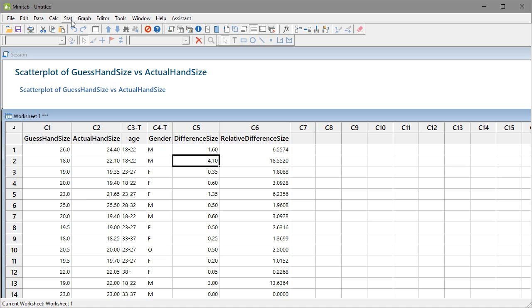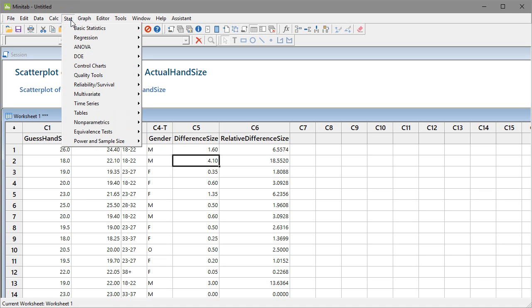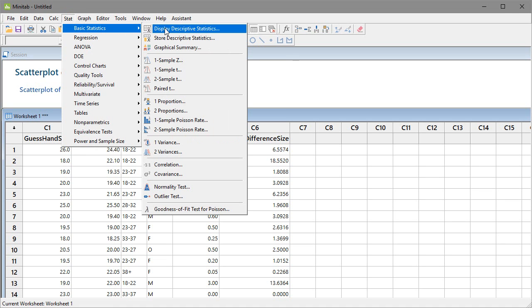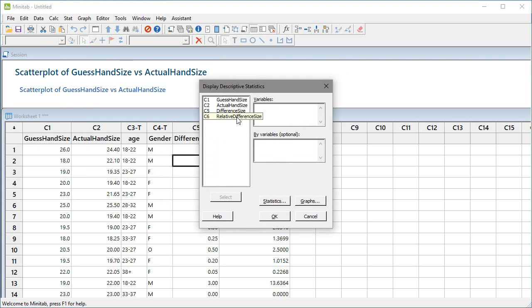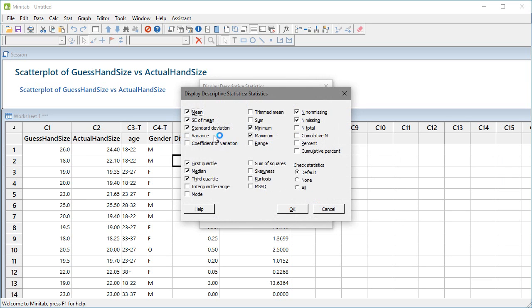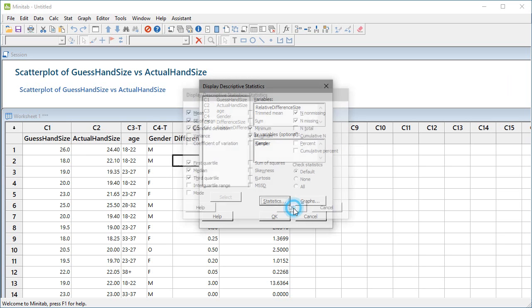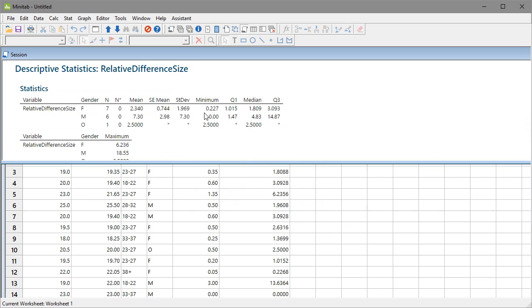Well, one way we can look at that is by going to Stat, Basic Stats, Display Descriptive Statistics, and we can say the relative size difference is our variable, and then by variable, this is where we can use a categorical. So for this one, let's go ahead and use gender, and you can click the statistics and you can get all of these different ones. I'm just going to leave it the way it is right now. Click OK, and here we go.